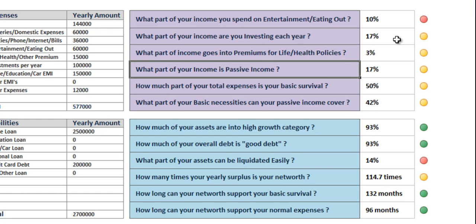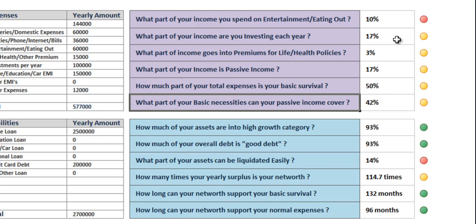Then what part of your income is passive income? How much part of your total expenses is enough for your basic survival? Not the full expenses, but at least it can pay for your rent, groceries, and bills. At least it can pay for it. So 50% of your expenses go into basic survival. Rest 50% is investments, EMIs, and other kind of expenses. So 50% is okay.